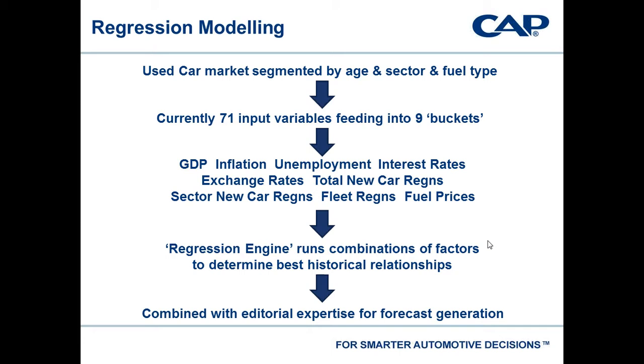And what we do is we take those input variables and we have a regression engine which runs combinations of all those different factors to tell us what is the best statistical, historical relationship between the change in the used car price and those individual input factors. So effectively what it gives us is a series of equations. And what we want to do is pick the best, most representative equation, because if we know those relationships and we have forecasts for the significant input variables, then that gives us our forecast for how the used market is going to move.